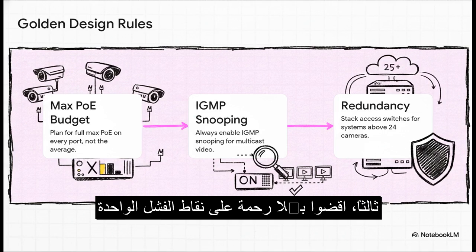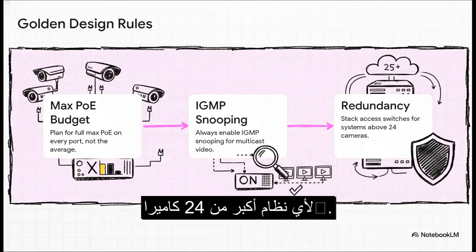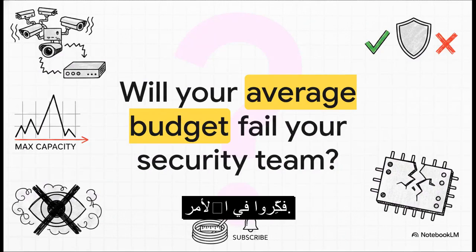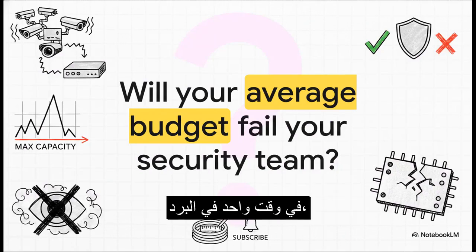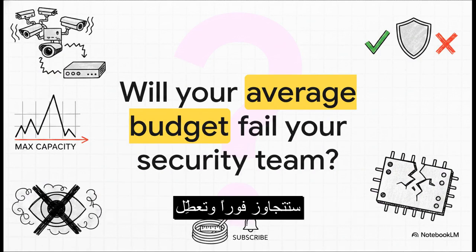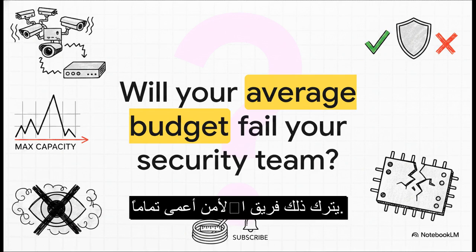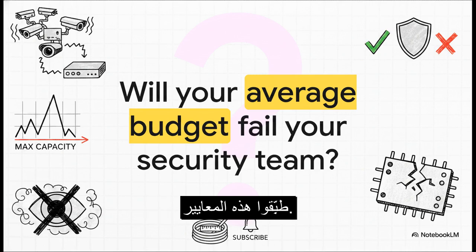And number 3, ruthlessly eliminate single points of failure at the access layer by stacking your switches for any system larger than 24 cameras. Because think about it, on a freezing morning when every single camera heater kicks on simultaneously in the cold, a PoE budget sized merely for average use is going to instantly overdraw and crash the entire network. That leaves your security team entirely blind. So the question is, will your design survive? Make sure you apply these standards.